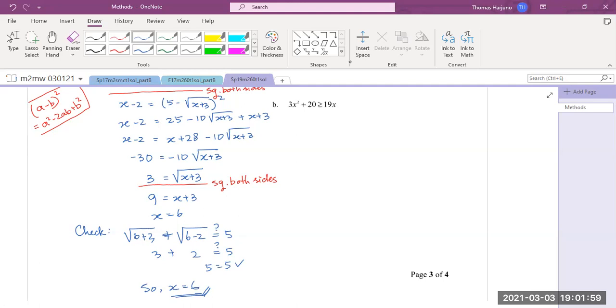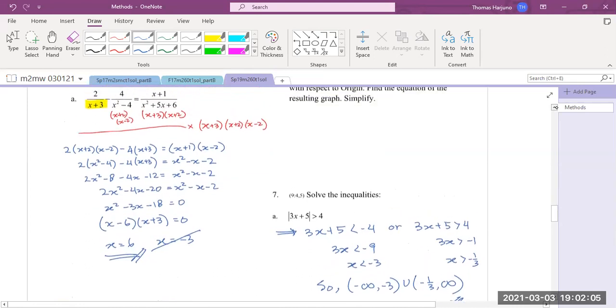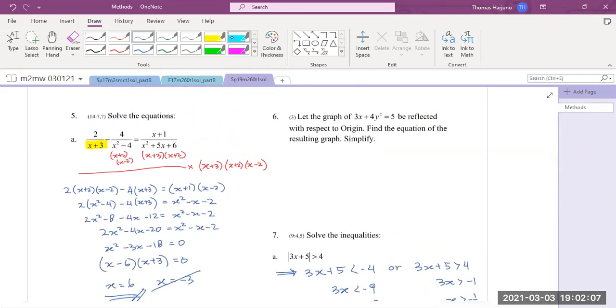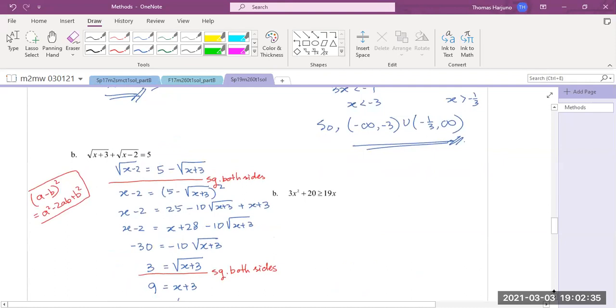So x equals 6. Part B of number 7. Actually, look at number 6 first. Number 6, I think I cannot do this yet at this point, but the idea is actually quite simple. So I will leave it until Monday. I will come back to this question, but this question is actually on the easy side. As I remember, we will discuss this tomorrow.